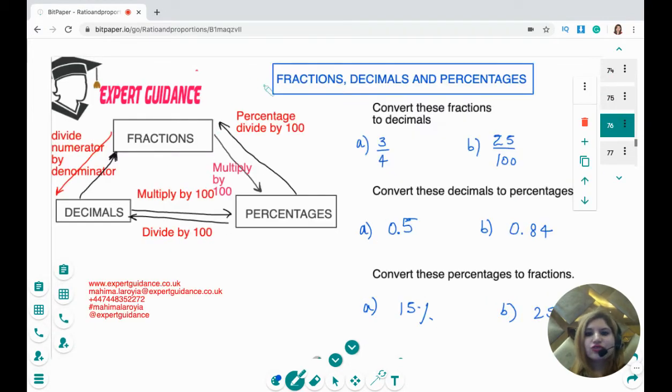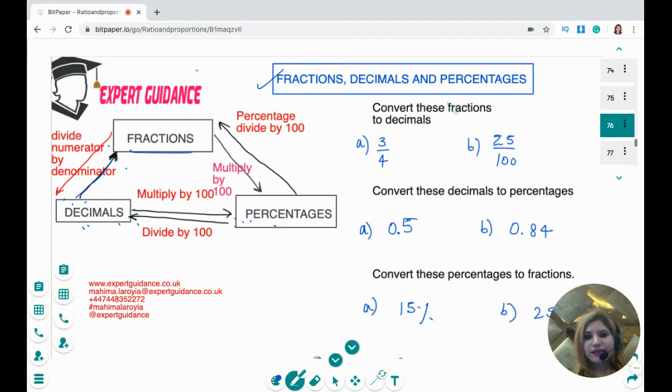Now the next thing is you should know how to convert fractions, decimals and percentages into each other. If you have a fraction and you need to convert it into a decimal, just divide the numerator by the denominator. If you have a decimal and you need to convert it into a fraction, you see how many places there are after the decimal point, you move the decimal point and then you put the zeros. For percentages to decimals, you divide by 100, and for decimals to percentages, you multiply by 100.